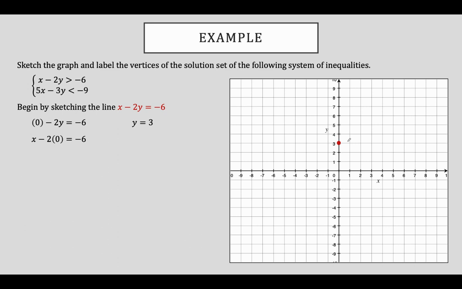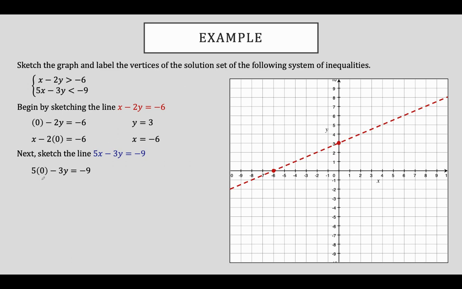Plugging in 0 for y now will give me the x-intercept. This tells me x is equal to negative 6. I can plot my x-intercept at negative 6 and connect the dots. I'm going to use a dashed line because our inequality has no equal to part to it. It's just greater than. Next, sketch the line 5x minus 3y is equal to negative 9. That's our next inequality that we're going to sketch. Again, we have a line that's written in standard form. Easiest to plot the intercepts.